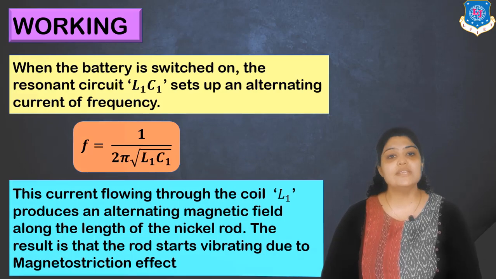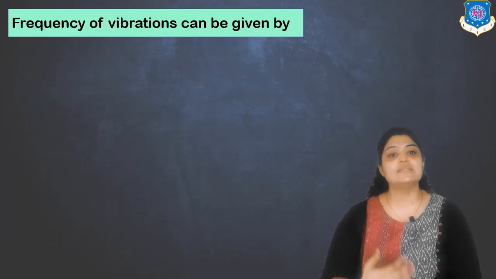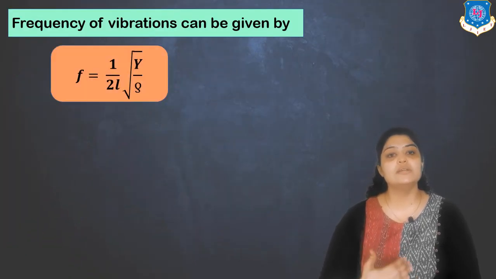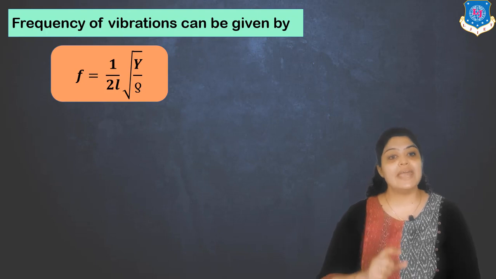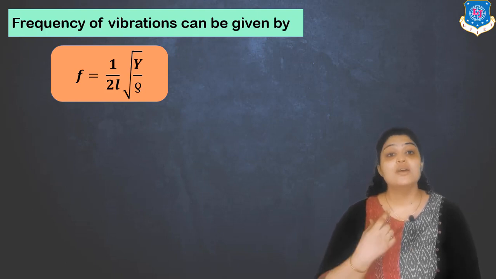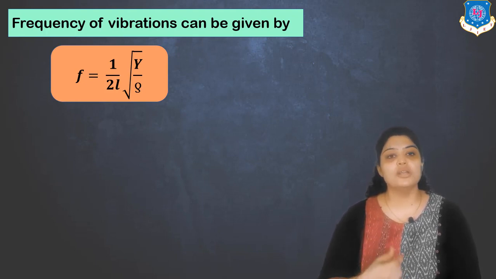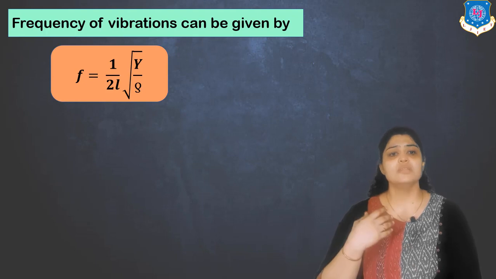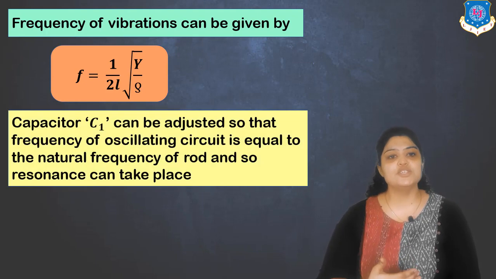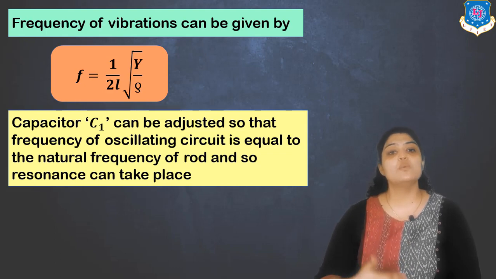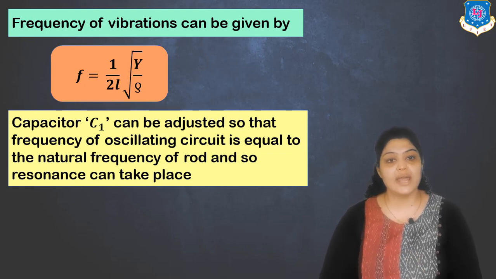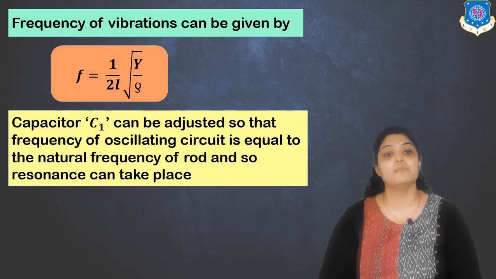Now this frequency of vibrations can be given as F equals 1 upon 2L under root of Y by rho. Here L is known as the length of the rod, Y is known as the Young's modulus of the rod, the ratio of stress upon strain, and rho is known as the density of the rod used. The capacitor C1 can be adjusted so that the frequency of the oscillating circuit is equal to the natural frequency of the rod, and hence resonance can take place.